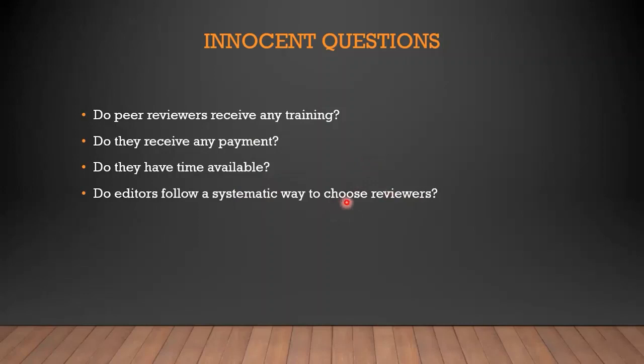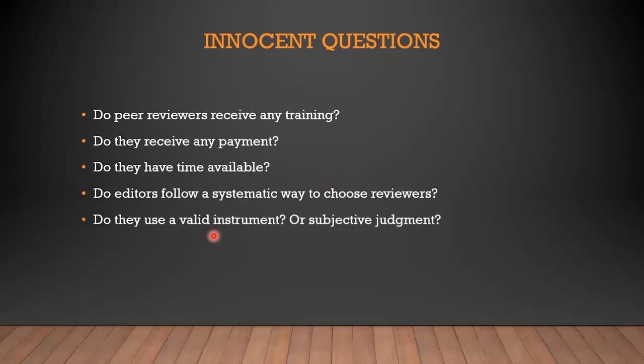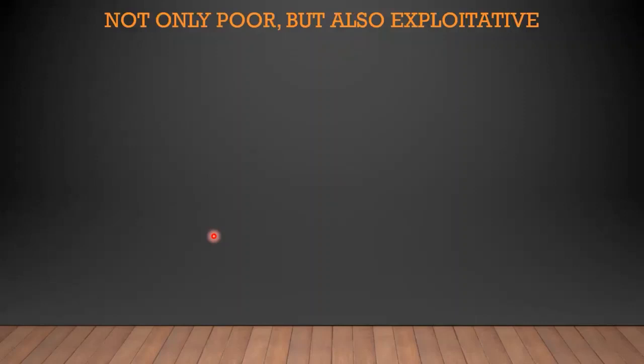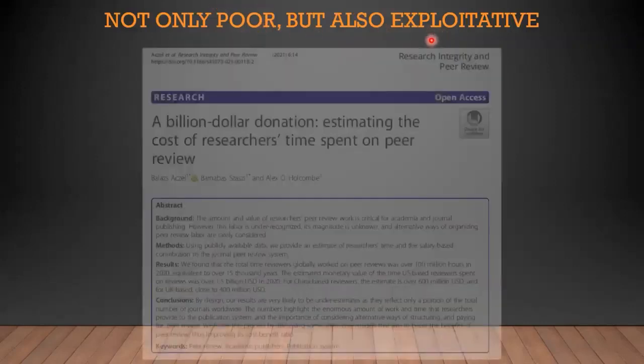Is there a systematic way of choosing reviewers? Maybe if you have a systematic way, you can overcome these challenges. No systematic way. Is there a valid tool that reviewers use? No, it's subjective judgment. They read it and they give their opinion. So there are a lot of problems with this process. So it's not only poor process, but it's also exploitative.